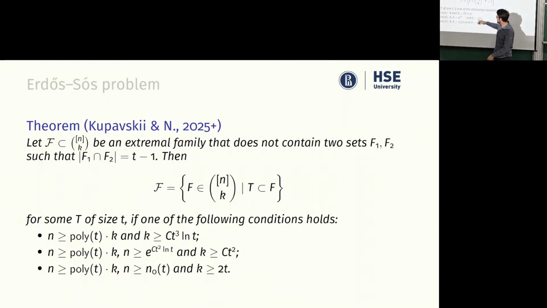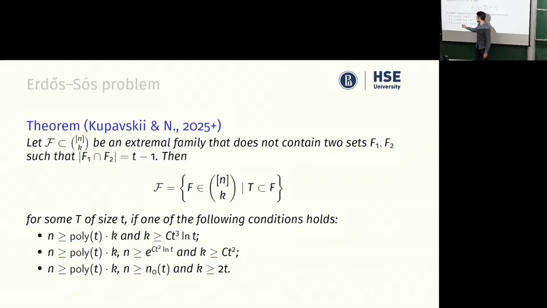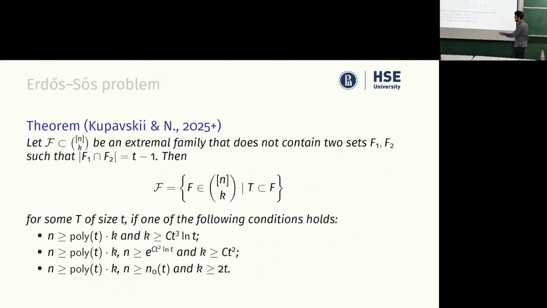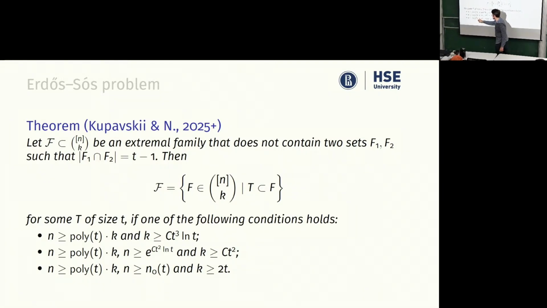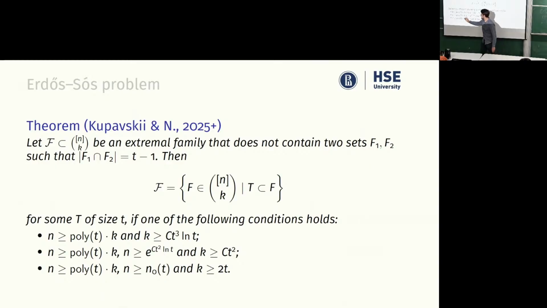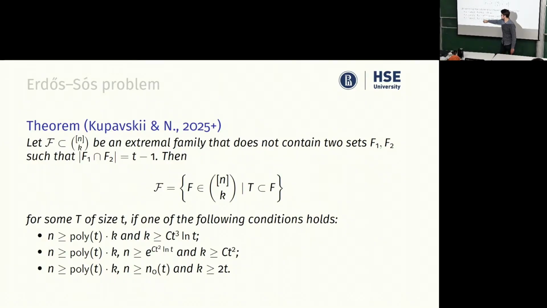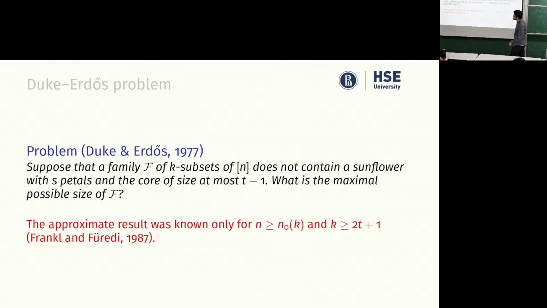You can combine delta systems with this technique. If you impose that k is less than c t squared, then you can obtain this. Delta systems give something else. It doesn't give the linear bound, but you can analyze this problem erasing this condition and assuming n is larger than n0 of t.